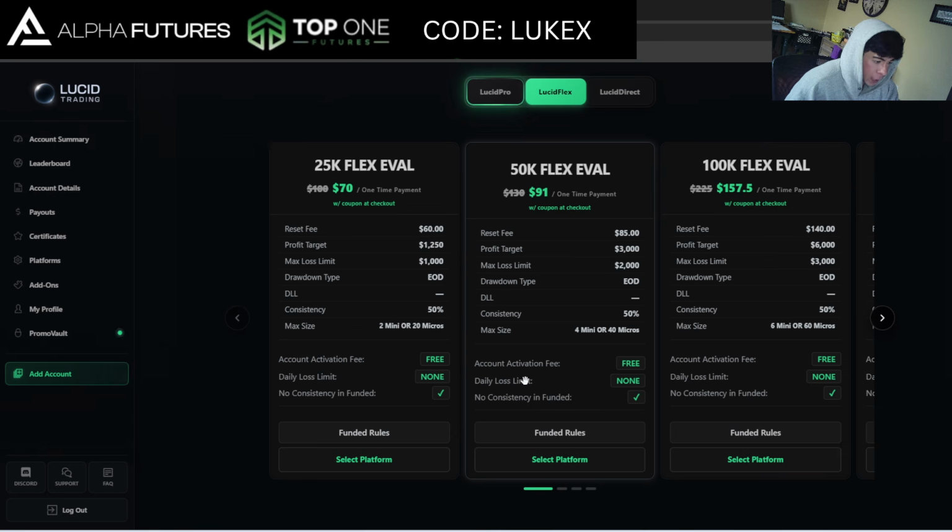From there, what do we see? We have no activation fee. So whatever you're paying up front, that's all you're paying. Again, no daily loss limit, no consistency on funded. I'm going to get into that in a sec though.